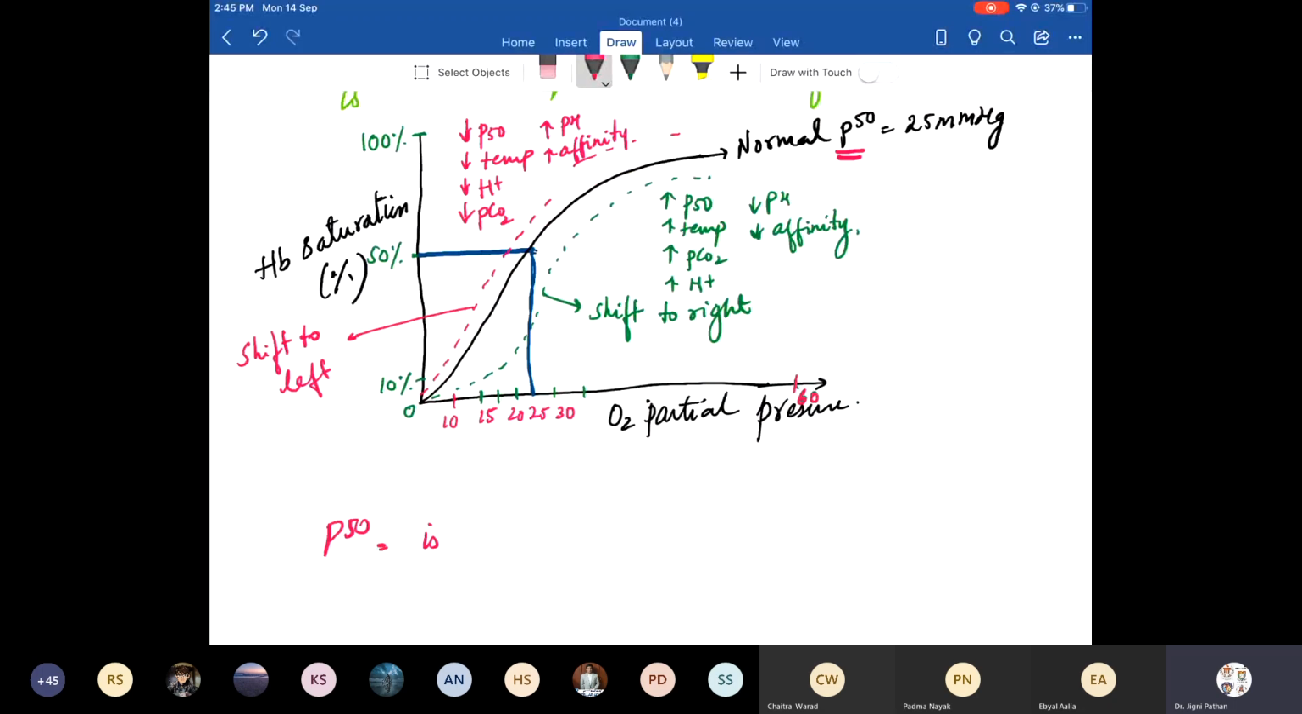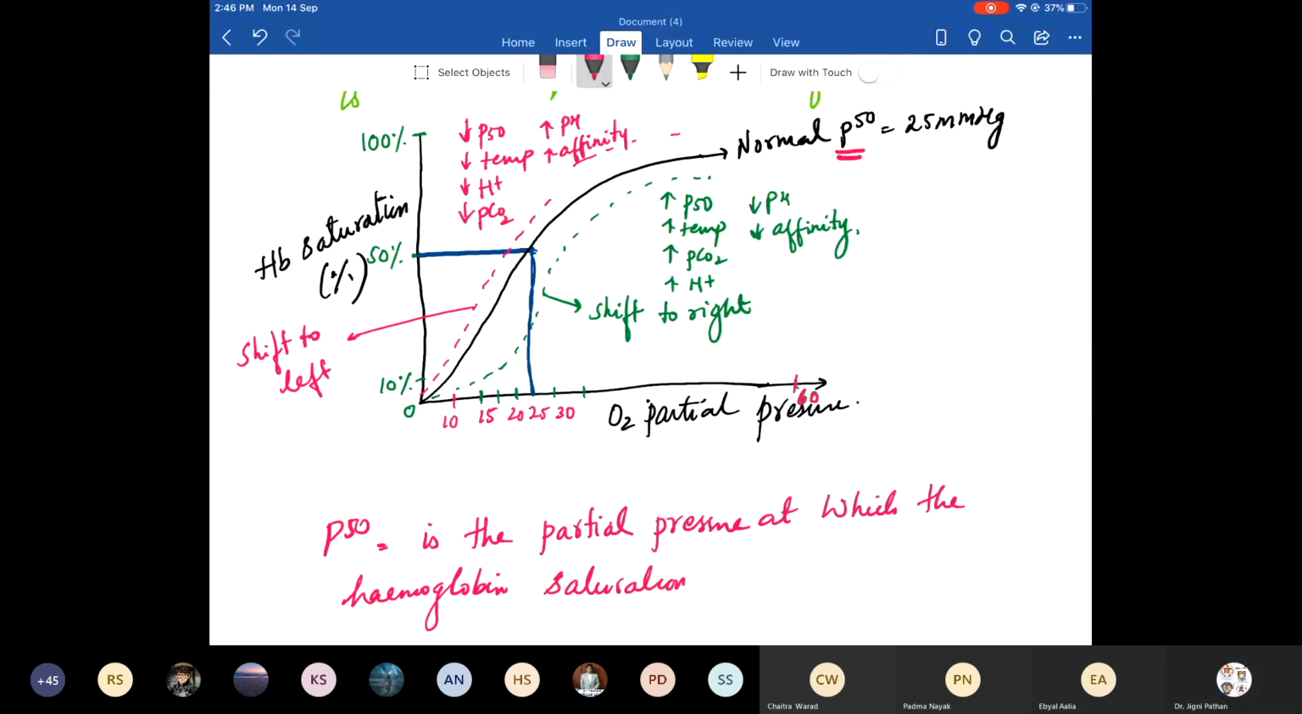You know what is partial pressure? P50 is the partial pressure at which the hemoglobin saturation is 50% and it is represented as P50.